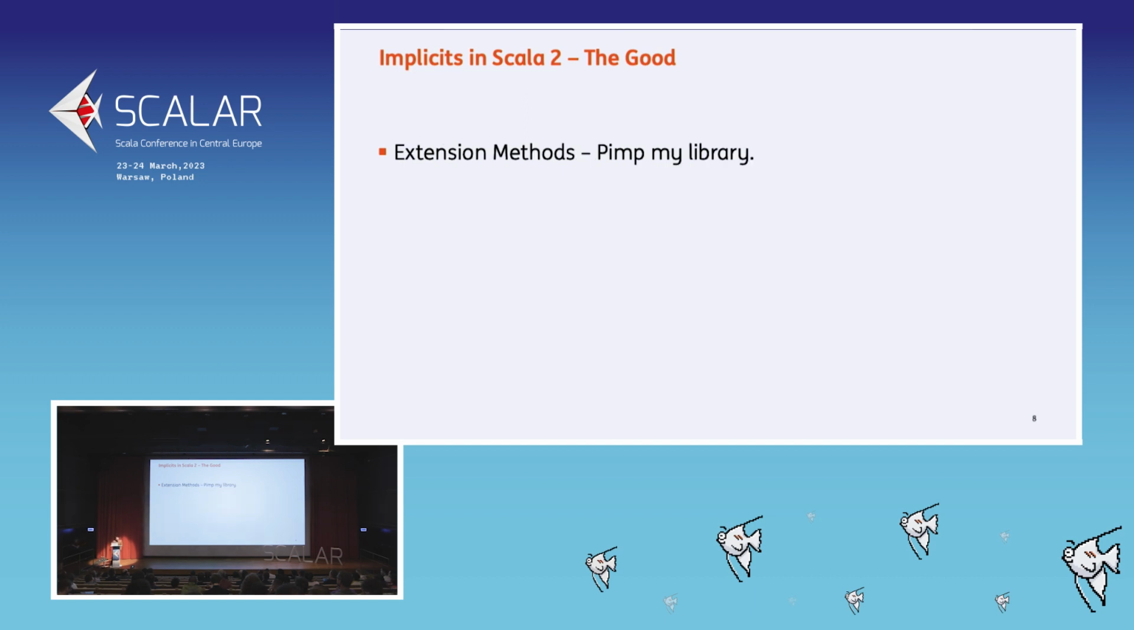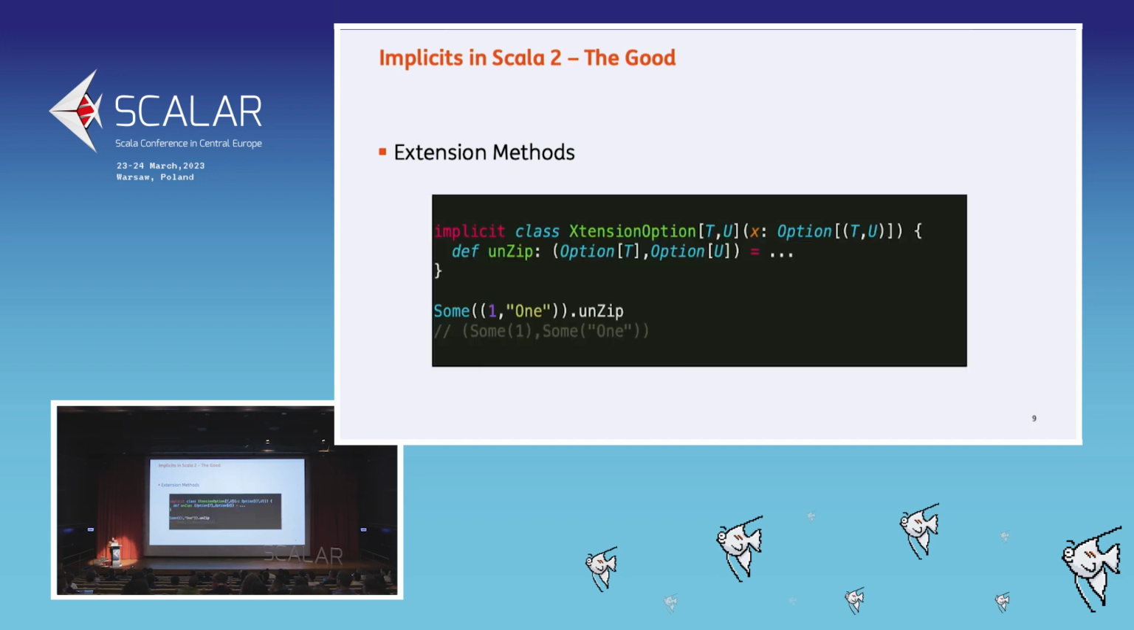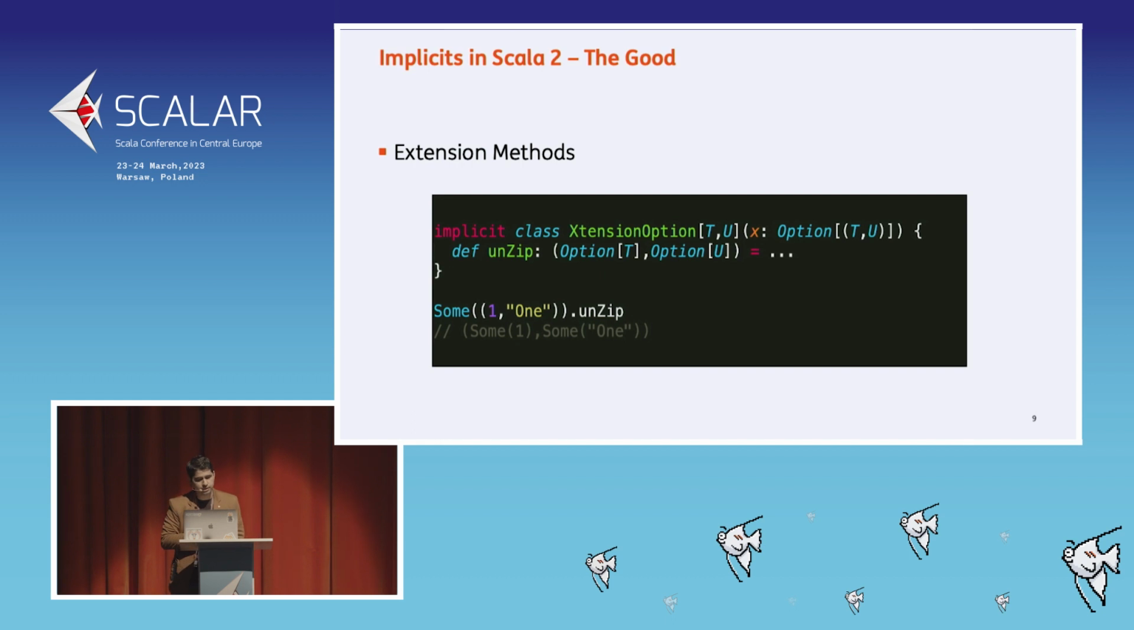The other well-known pattern that is powered by implicits is the extension methods or the pimp my library methods. Extension methods allow you to add new methods to existing classes. In this example, I'm adding a method called unzip to an option of a tuple. And this is also a pattern widely used in many Scala libraries.